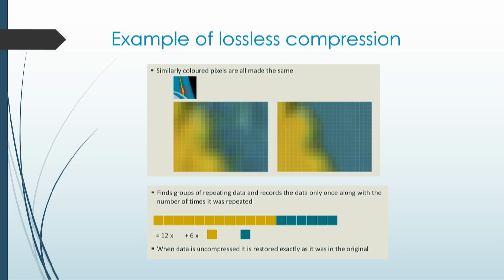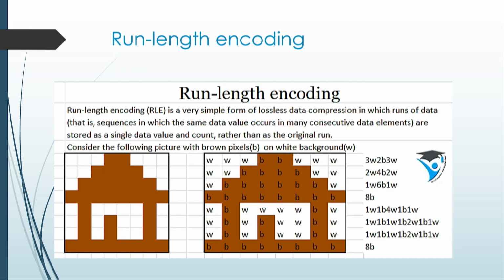To apply lossless compression to an image, it is wise to find groups of repeating data and record the data only once with the number of times it was repeated. Run length encoding is a lossless compression method that takes advantage of often repeated strings or runs of repeated data.